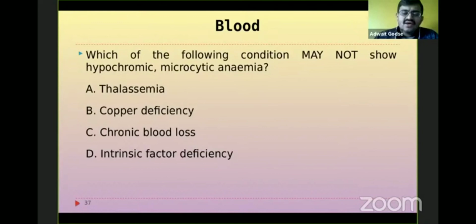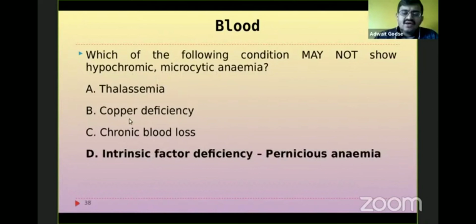So when mean corpuscular volume decreases, it is called microcytosis. When it increases, it is known as macrocytosis. Macrocytosis is usually seen in cases of megaloblastic anemia. And what are the various causes of megaloblastic anemia? B12 deficiency, folic acid deficiency, and your favorite, intrinsic factor deficiency, cause megaloblastic anemia. So it causes macrocytosis and not microcytosis.